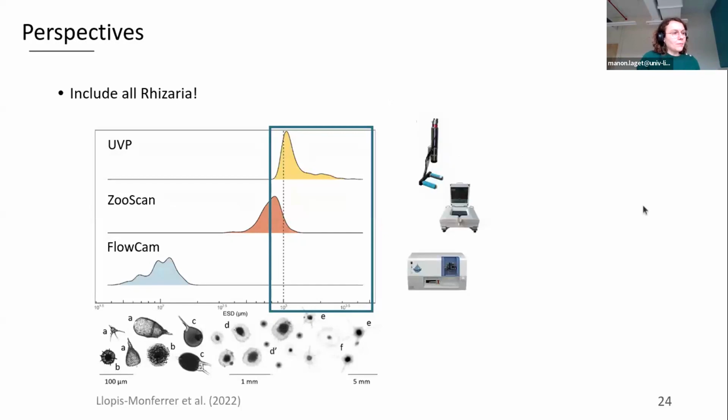And as a quick perspective, with the UVP we only sampled the large end of the Rhizaria size spectrum, but we could also include smaller Rhizaria, for which we could use additional devices such as, for example, the FlowCam or the ZooScan. So these small Rhizaria were not included in this analysis, but they may be more abundant and maybe have higher metabolic rates and higher turnover times. So they could contribute differently, in particular to carbon recycling. But this remains to be investigated.